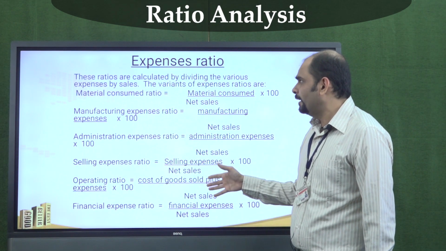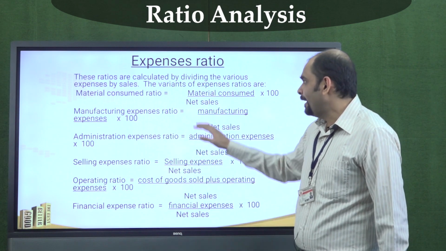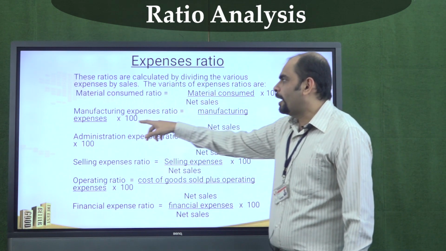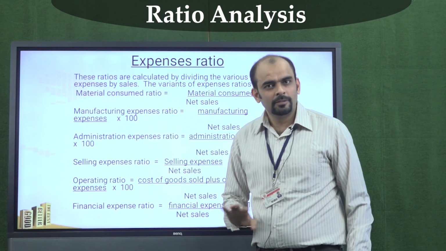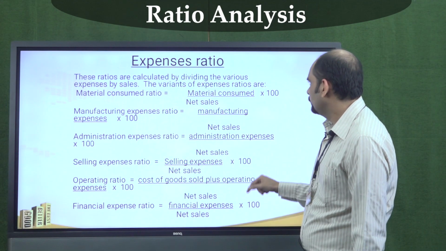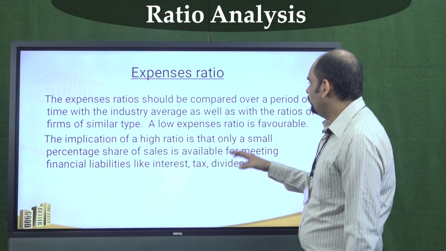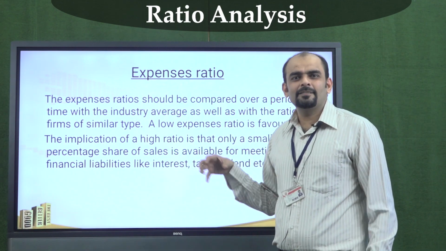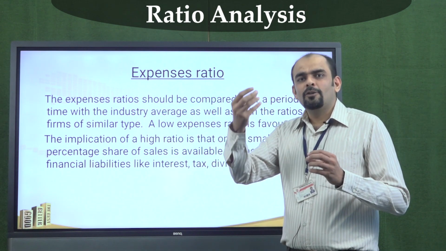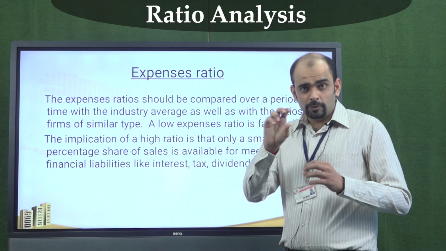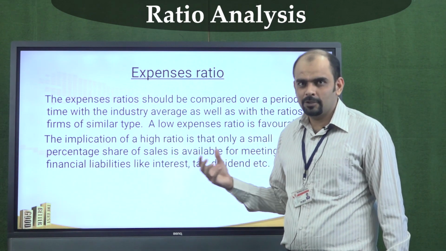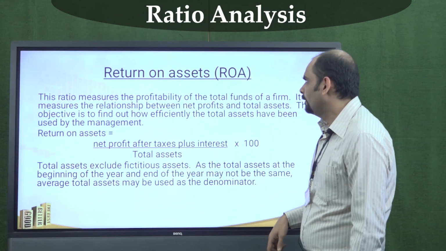Expense ratio is very simple. I am not going into the depth. Any expense divided by net sales into 100 will get you the answer of that expense ratio. It's a very simple understanding that you want to know how much percentage of sales is that particular expense, so that you can focus, you can target. If you want to reduce that expense, you can do that once you have this ratio.